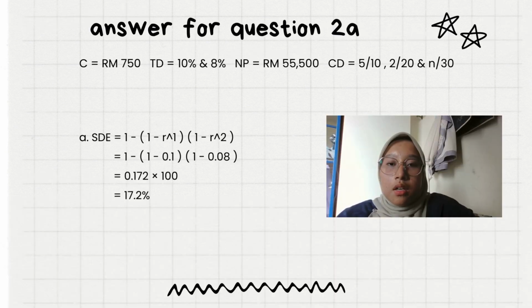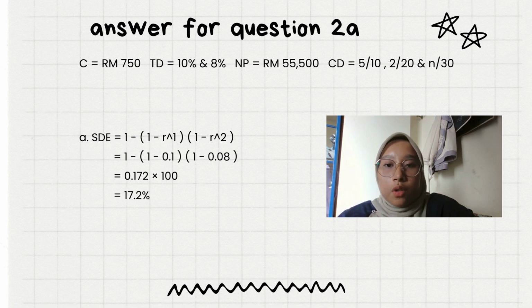Next is the answer for question 2A and 2B. C is 750 ringgit Malaysia. Trade discount is 10% and 8%. The net price is 55,500 ringgit Malaysia. And CD is 5/10, 2/20, and N/30.